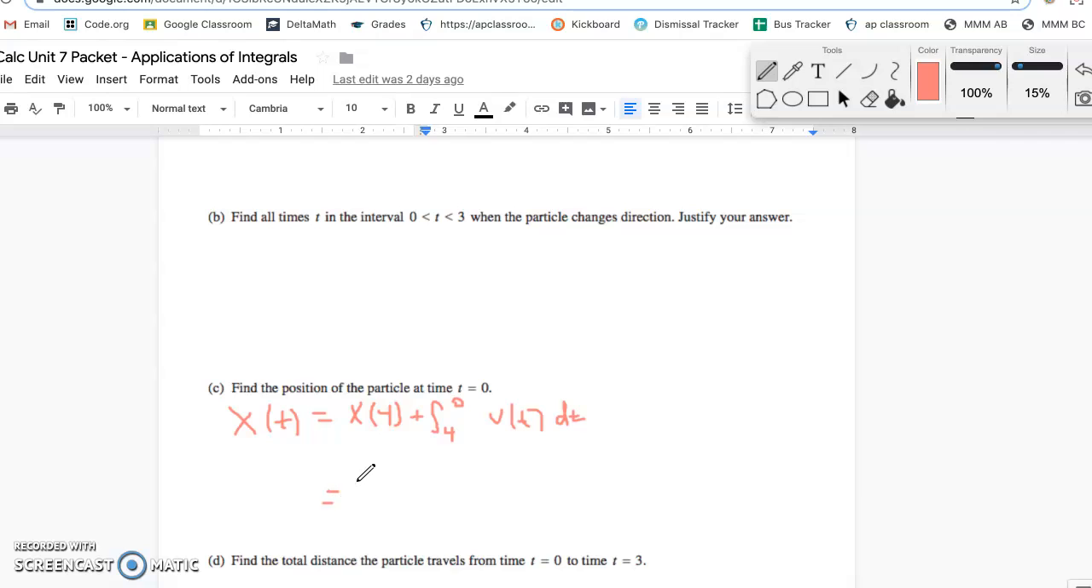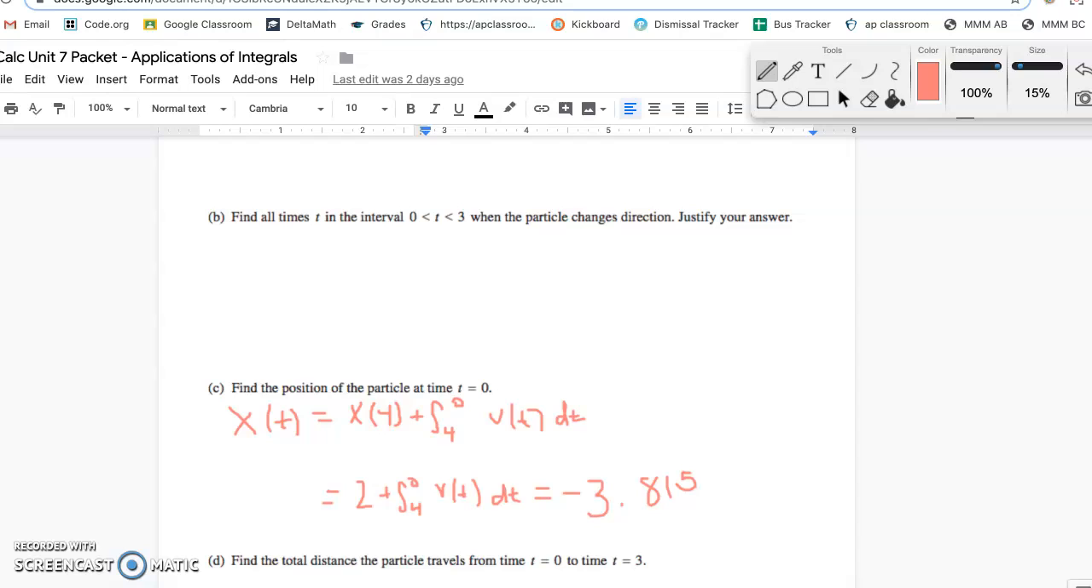So our known is going to be 2 plus the antiderivative from 4 to 0 of v of t dt. And you're just plugging this directly in your calculator. And when you do this, you should get negative 3.815. All right.